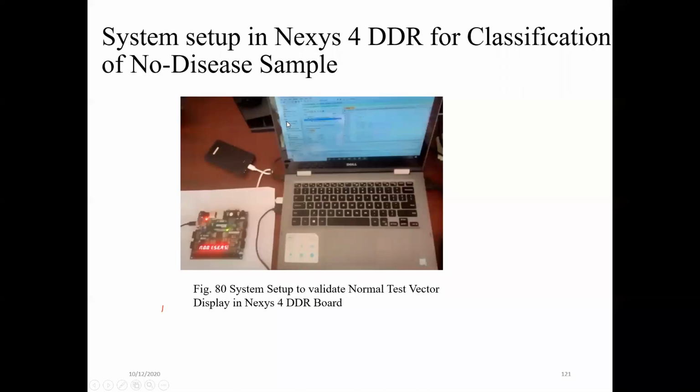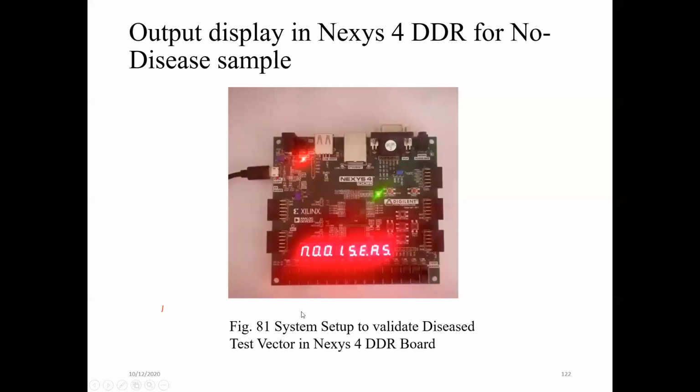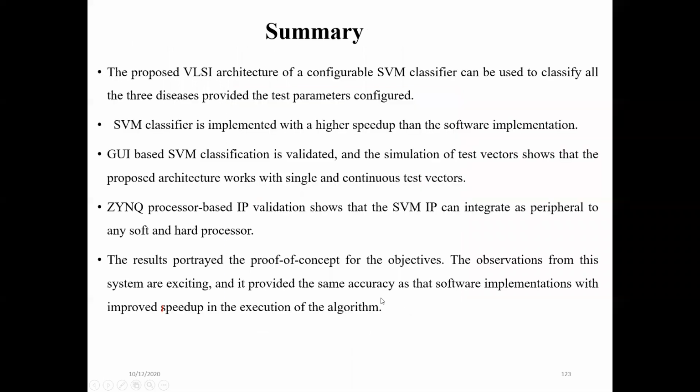And this is again a system setup in Nexus 4 DDR for classification of a non-disease sample. So no disease is displayed. You may observe that E, because of the constraint that the other LED 7-segment display LED is not available, was restricted here. And yes, the proposed VLSI architecture of a configurable SVM classifier can be used to classify the 3 diseases. Zynq processor based IP validation is done.